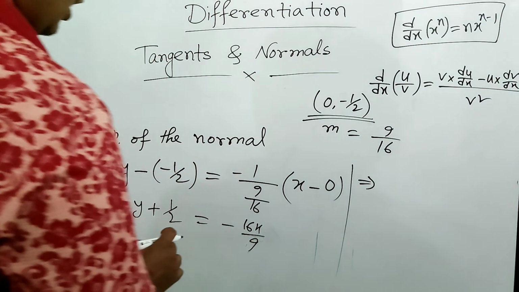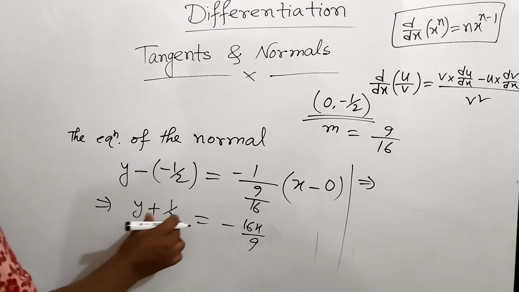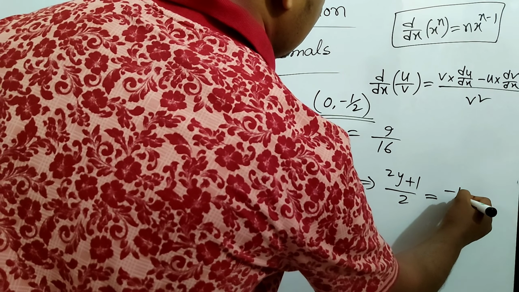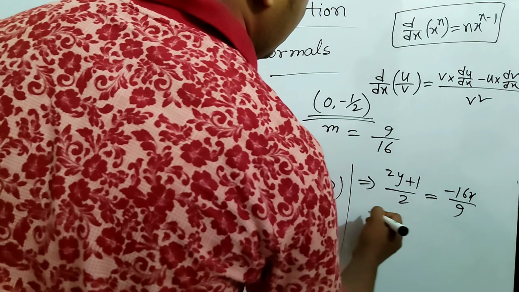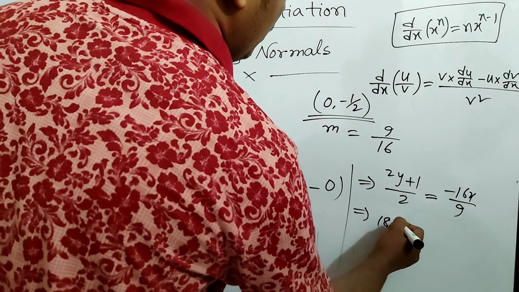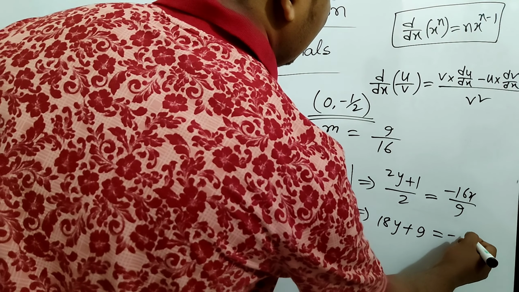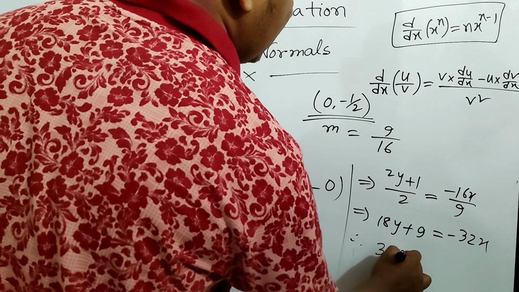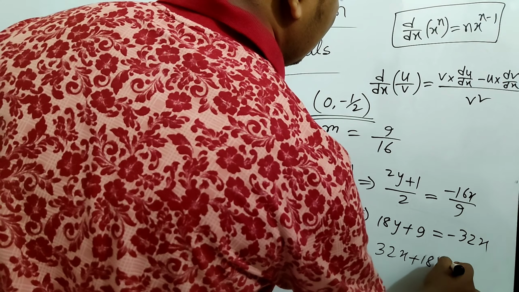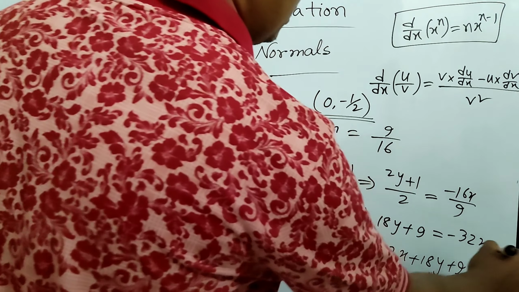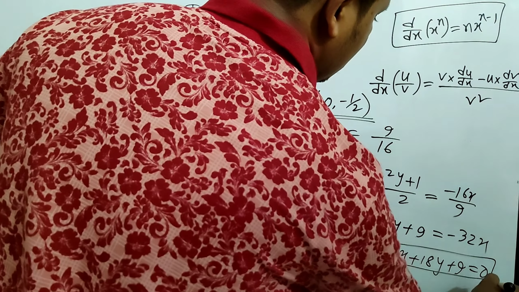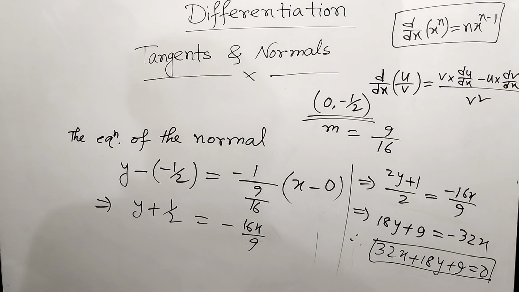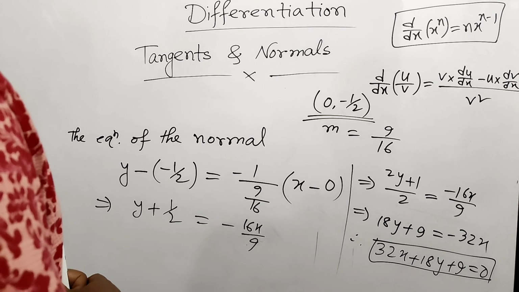Okay, so now if you do the workout of these, that is 2y plus 1 over 2, here is 16x over 9, or 18y plus 9 equal negative 32x, or you can say 32x plus 18y plus 9 equal 0. So this is the equation of the normal. Okay, so in that you can easily find the equation of the tangent and the equation of the normal.